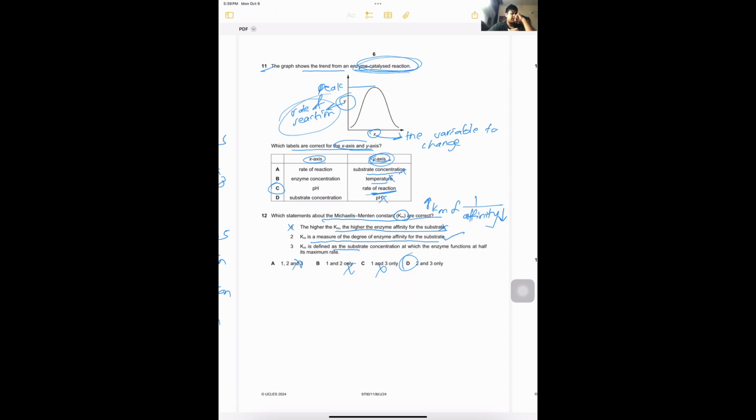Km is defined as the substrate concentration at which the enzyme functions at half its maximum rate. So if this is a graph, this is the maximum rate, this is the half rate. So at this point, this is the Km. So these are correct. So we will move on.